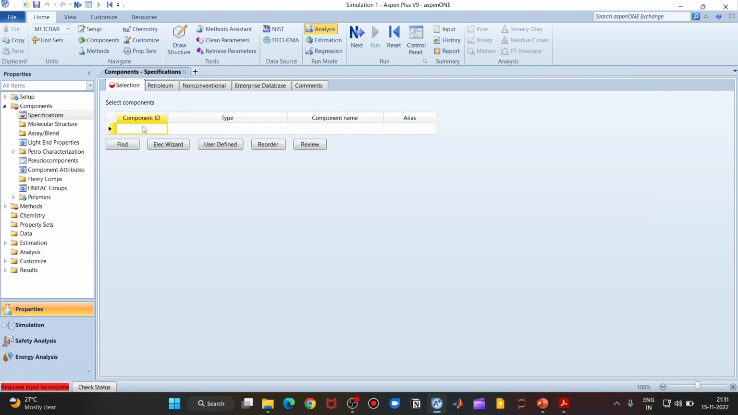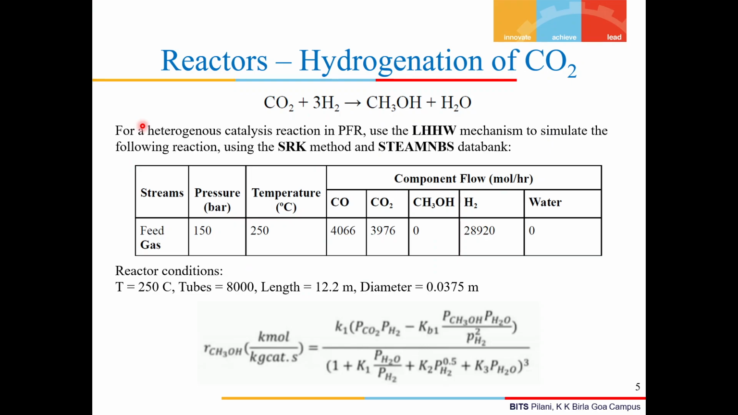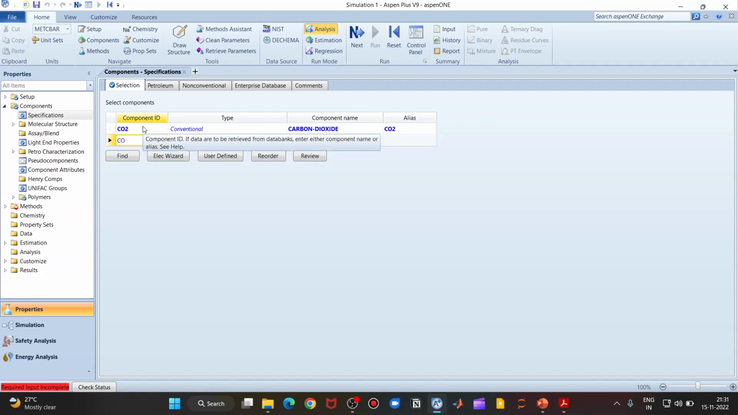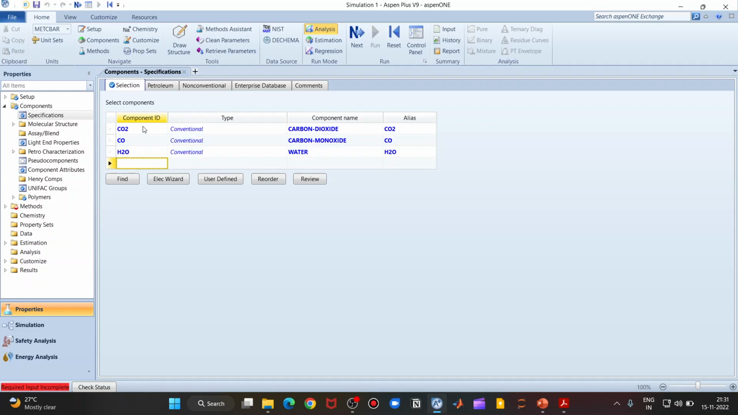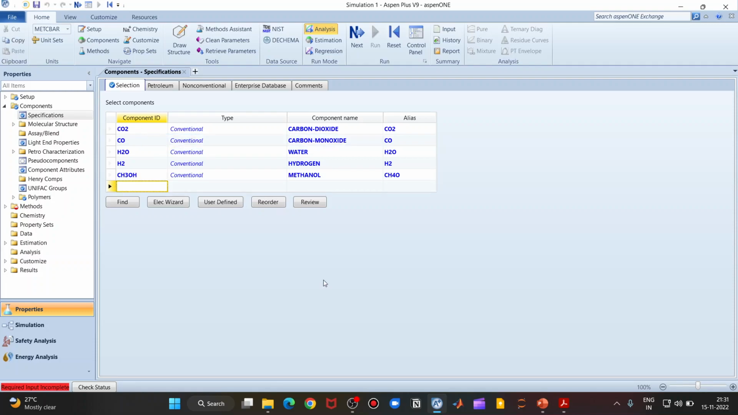So open a blank simulation. We have to add the components. In this case, if you see, we have 5 components: carbon dioxide, carbon monoxide, which is present but does not participate in the reaction, methanol, water, and hydrogen. So let's add them. Okay, so we have added all the 5 components: carbon dioxide, carbon monoxide, water, hydrogen, and methanol.